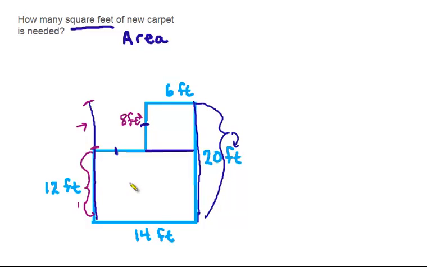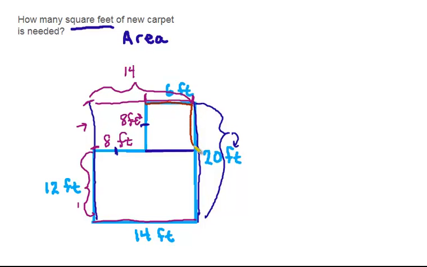And then you do the same thing up here. If this entire thing is supposed to be 14 feet because we have 14 feet opposite of that, and this is 6 feet here, well, the difference is going to be 8 feet. So now we can go ahead and figure out the area of each piece.